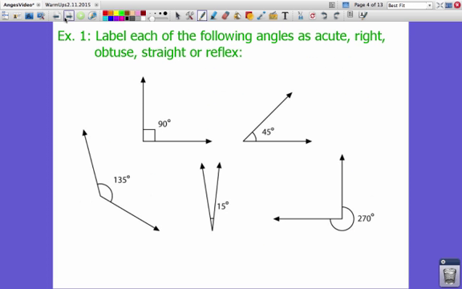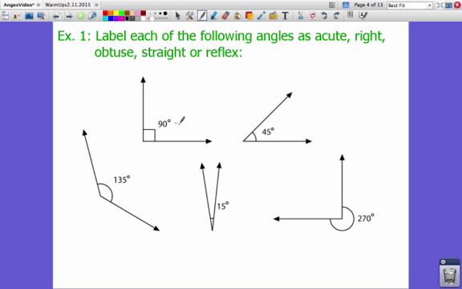So, I'd like you to take a second, this is example 1, and label each of the following angles as acute, right, obtuse, straight, or reflex. So take a second, try this, and then continue the video, and I'll give you the answers. Alright, so now that you've tried this, let's label each one of these angles.